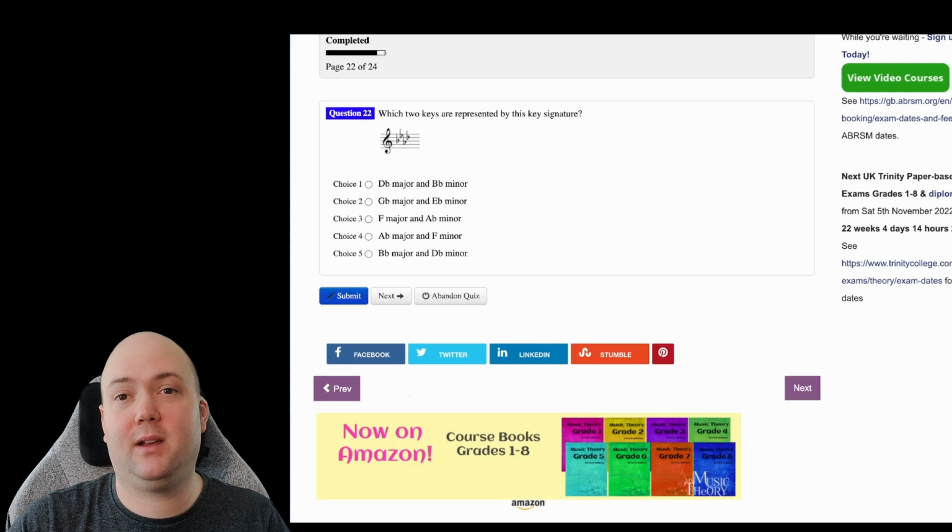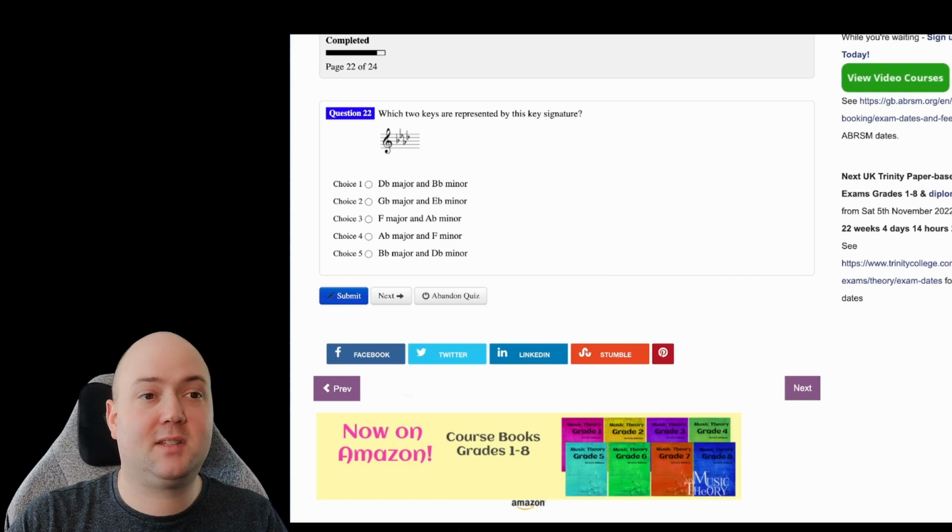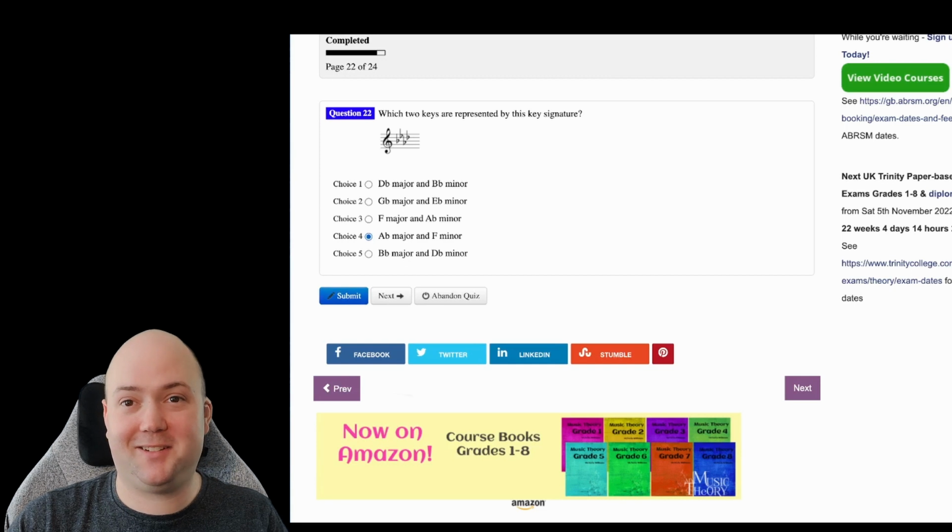Which 2 keys are represented by this key signature? So can you read major and minor key signatures? For major, the trick is to name the second to last flat. So this would be A flat major. And boom, that's choice 4. We're done. We don't even need to know the minor because that's confirmed by the major.